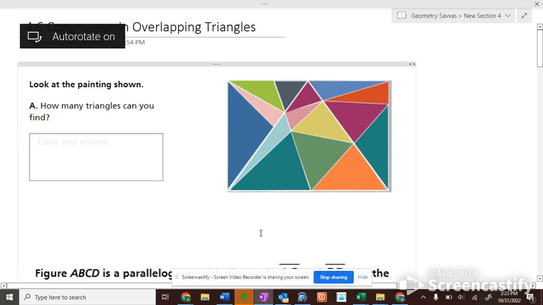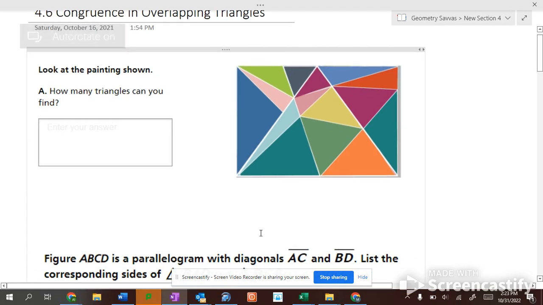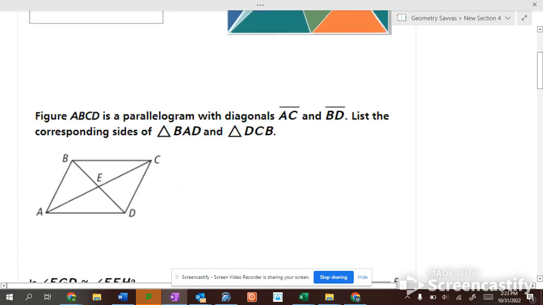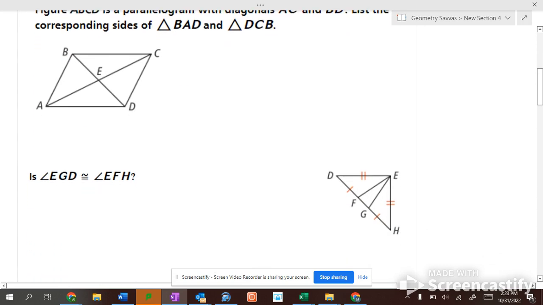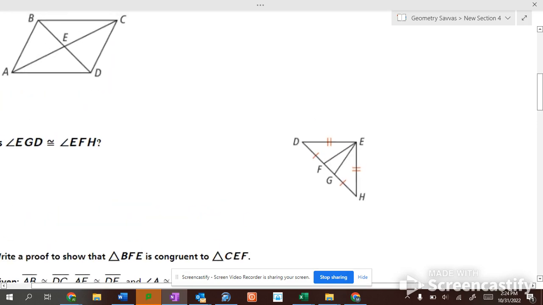All right, overlapping triangles. As you can see, if you only came up with 15 triangles here, you didn't count any of the overlapping triangles. So what we're working on today is overlapping triangles. So how many triangles are here? Not 4. 6, 7, 8. Okay. 1, 2, 3, 4, 5, 6, and then 7, 8. Okay, 8 different triangles.